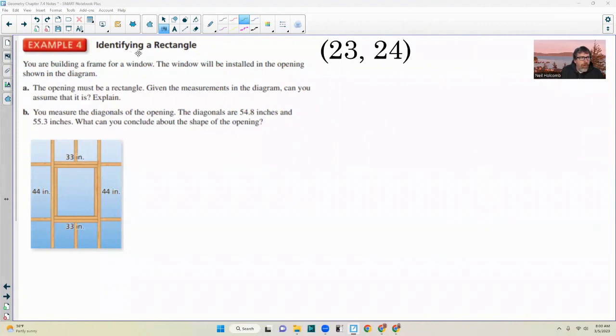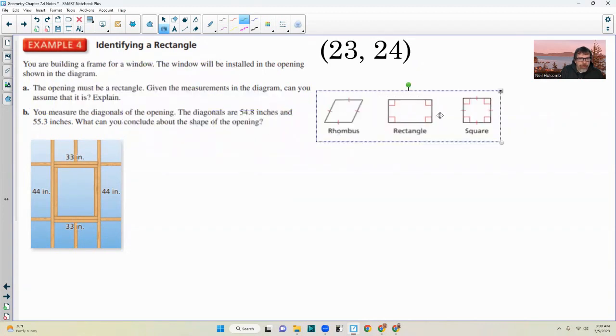All right, example 4, identifying a rectangle. You're building a frame for a window. The window will be installed in the opening shown in the diagram. So here's a diagram. Here is a wall that someone's building, and they have the studs in the wall already there, and then they have a framing for a window. The opening must be a rectangle. Given the measures in the diagram, can you assume that it is? Explain. So I'm going to bring in this again.